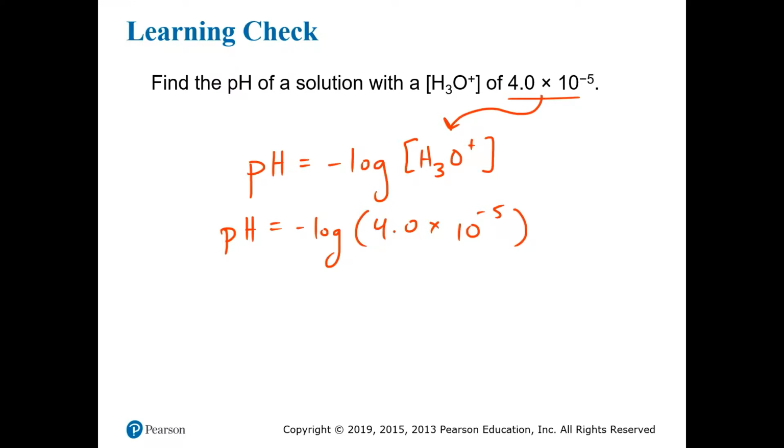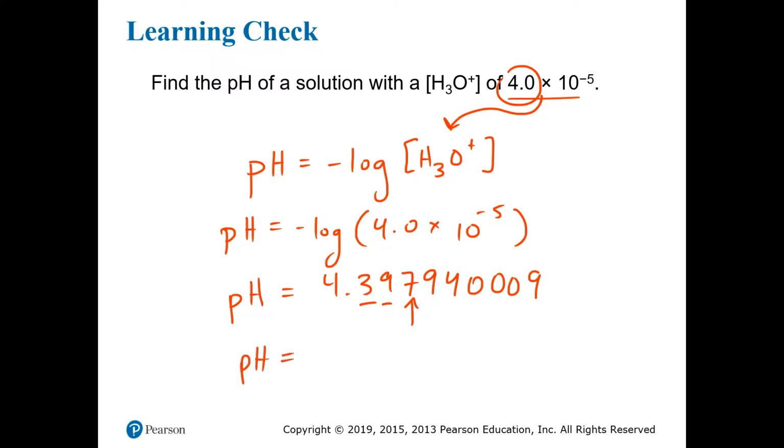If you punch this into your calculator, you should get pH equals 4.3979400009. At least that's what my calculator shows. And again, we would round this to two decimal places because there's two significant figures. So we would keep the 39, but since this is a 7, we're going to round this up. Now we round it up to 4.40. Make sure you keep this 0 in because it is significant according to this rule that we just said. Just because you're rounding 39 up to 40 doesn't mean that you drop that 0.